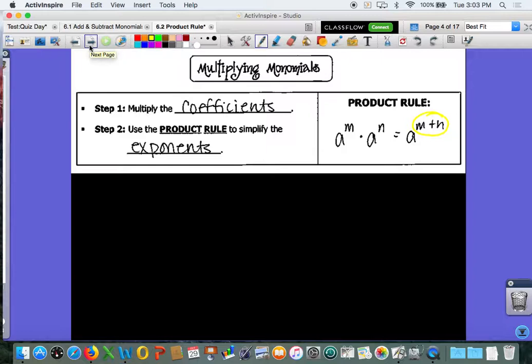Let's go ahead and look at our notes. These are the things you should have filled in. You need to go ahead and fill in all of the blanks. So we're going to multiply the coefficients, use the product rule to simplify the exponents. As you can see over here, I've circled the fact that we are adding our exponents.